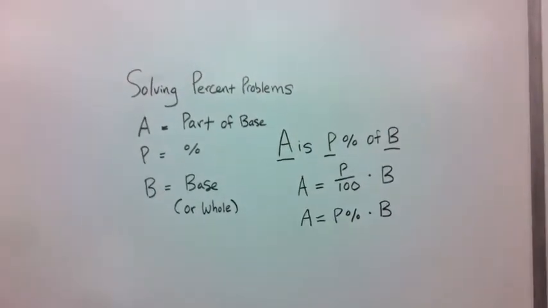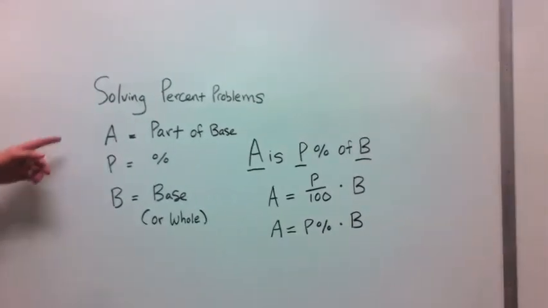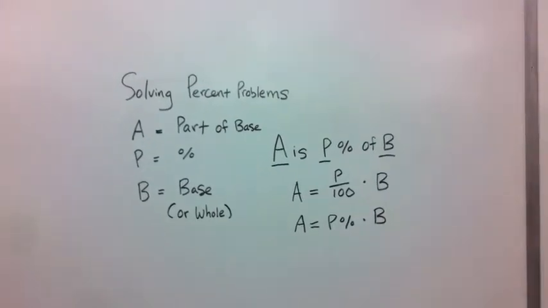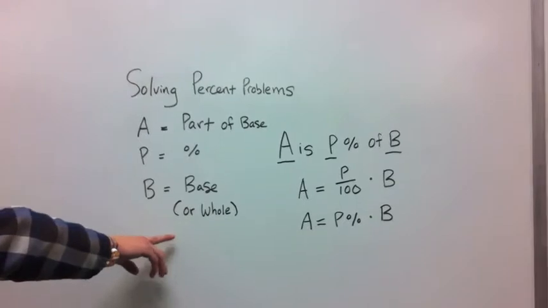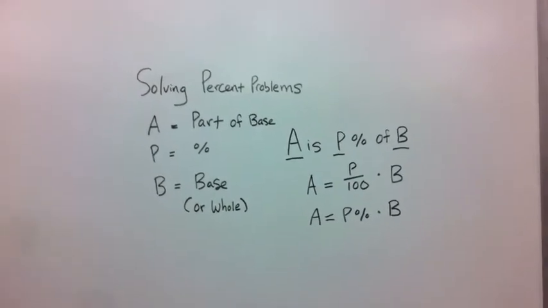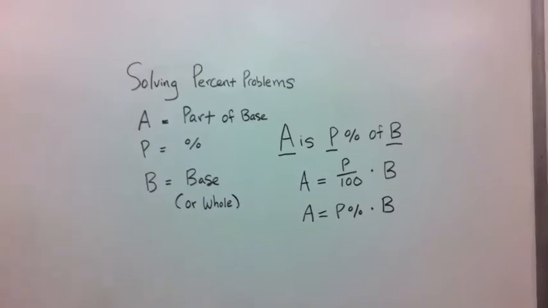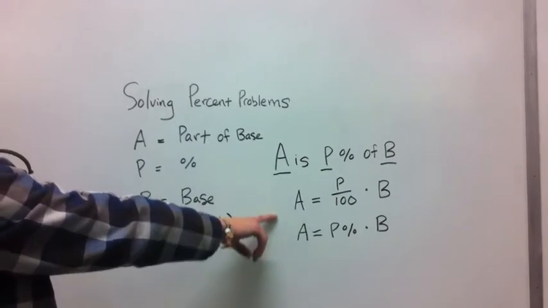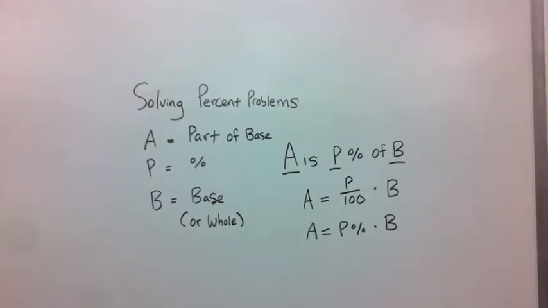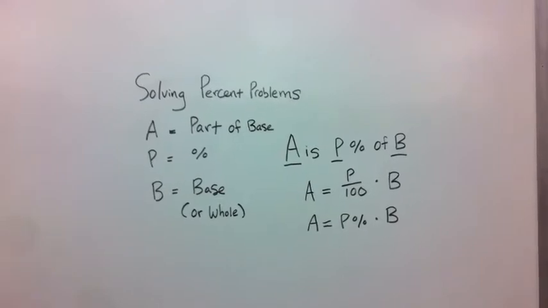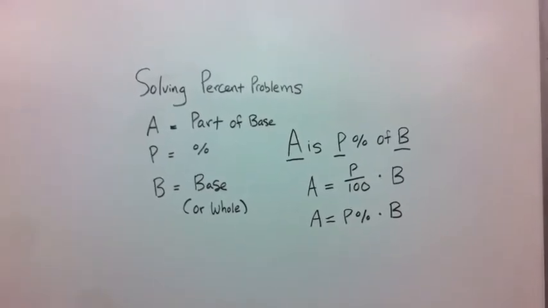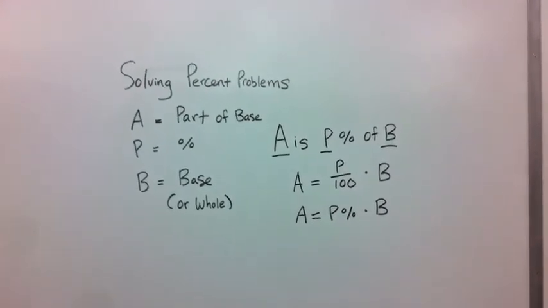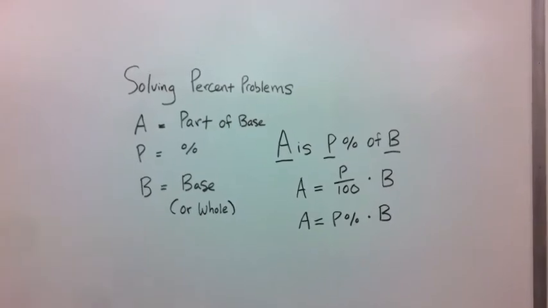Here we have solving percent problems, and we have three different variables, A, P, and B. A is part of the base, part of B, which is the whole, P is the percent, and B is the total figure, or the reference value. Here are the different ways you can look at it, which are all actually the same, just different formulas. A is P percent of B, which is the same as A being equal to P over 100, or the percent times B.